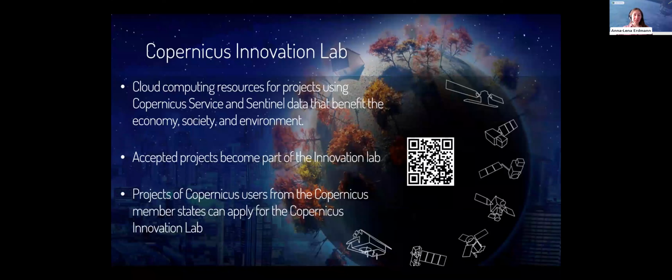So who is eligible to apply for a Copernicus Innovation Lab project? It's projects of Copernicus users from the Copernicus member states. That is an important point. If you or your university, for example, or the company or startup you're doing the project with, is located in a Copernicus member state, then you can apply for the resources. And once your project is accepted, you will get the computational resources for the duration of the project.